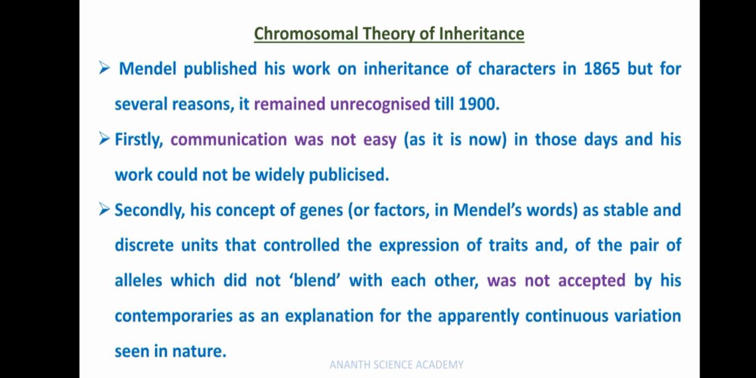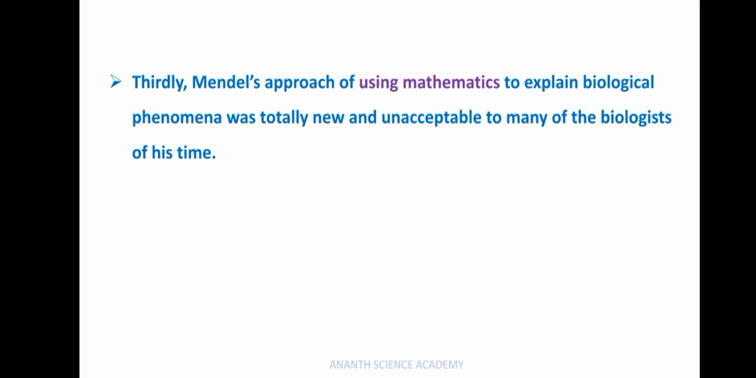Secondly, his concept of genes or factors, in Mendel's words, as stable and discrete units that controlled the expression of traits, and of the pair of alleles which did not blend with each other, was not accepted by his contemporaries as an explanation for the apparently continuous variation seen in nature. Thirdly, Mendel's approach of using mathematics to explain biological phenomena was totally new and unacceptable to many of the biologists of his time.